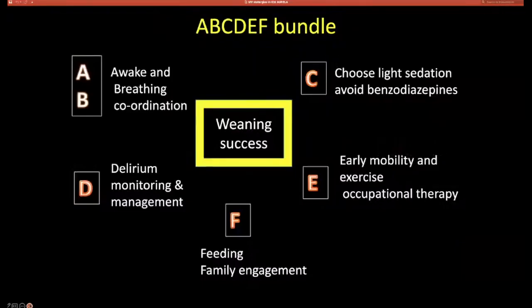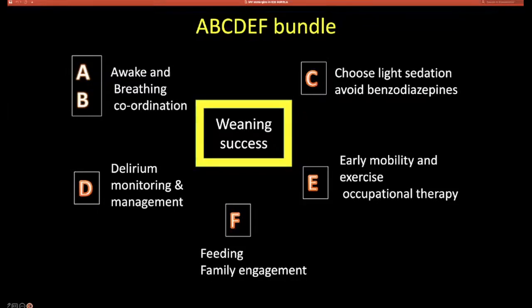So this is the most important bundle that every ICU in this country should implement. The ABCDEF bundle. This bundle is what is going to keep the functional reserve of the patient very, very intact and make the weaning much easier. So the ABCDEF bundle is the bundle that every ICU has to implement. So what does it constitute?